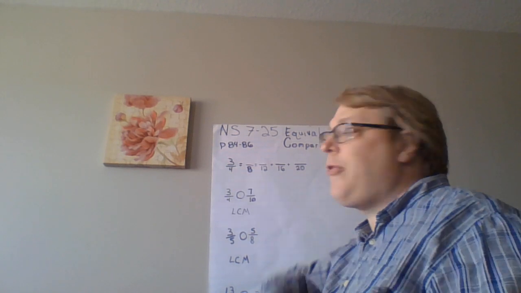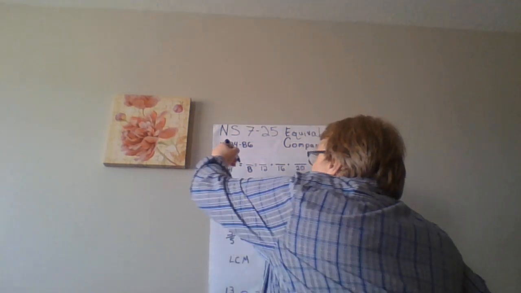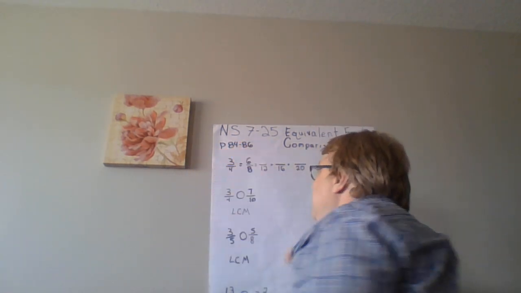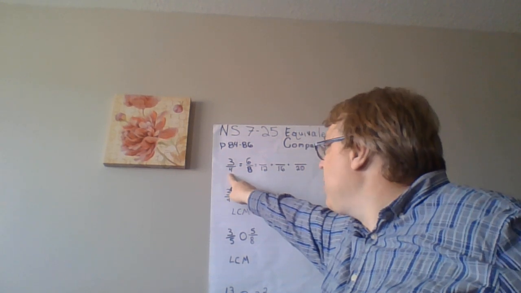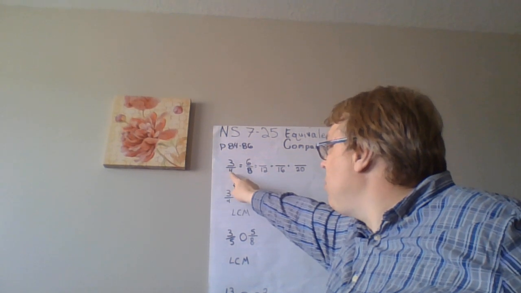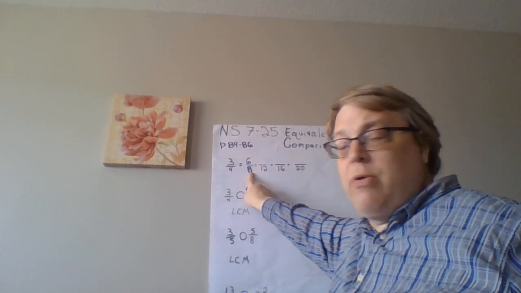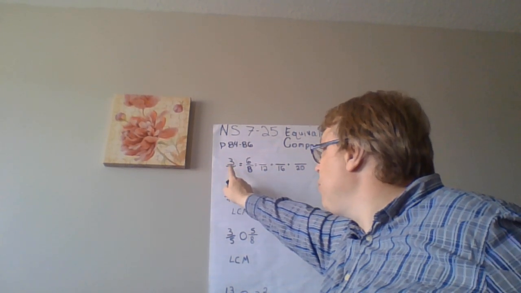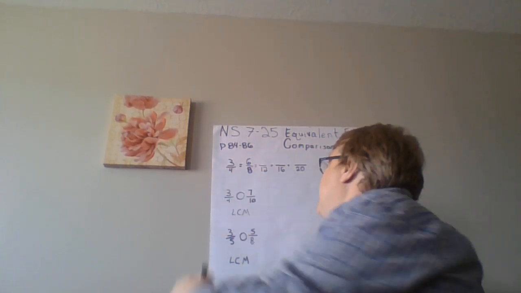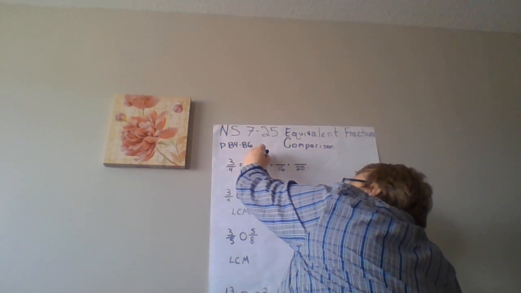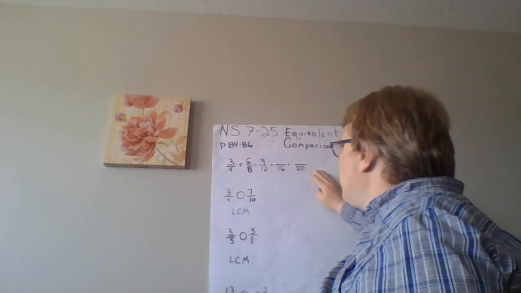So 3/4 is equal to 6/8. Why? We do it just like regular patterning, it works out the same. We're counting on the bottom, we're going to count by fours. On the top, we're going to count by threes. So 4, 8, 12, and 3, 6, 9. Notice the pattern on the bottom?